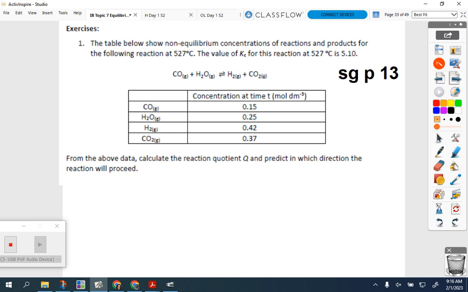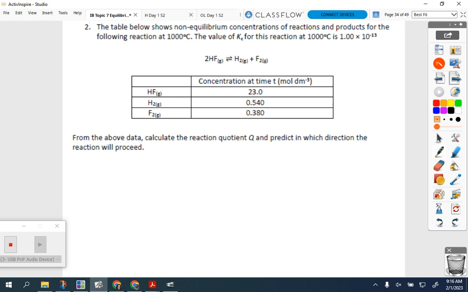All right, so it looks like everyone whose shoulders I'm looking over seems to be getting this just fine. Question? No, that's right. Yep. All right, so this is really, again, just plugging in the formula, plugging and chugging. So this should be 4.14 Q. And because Q is less than K, it's going to go to the right. Okay. Go ahead and do number 2 if you haven't already.